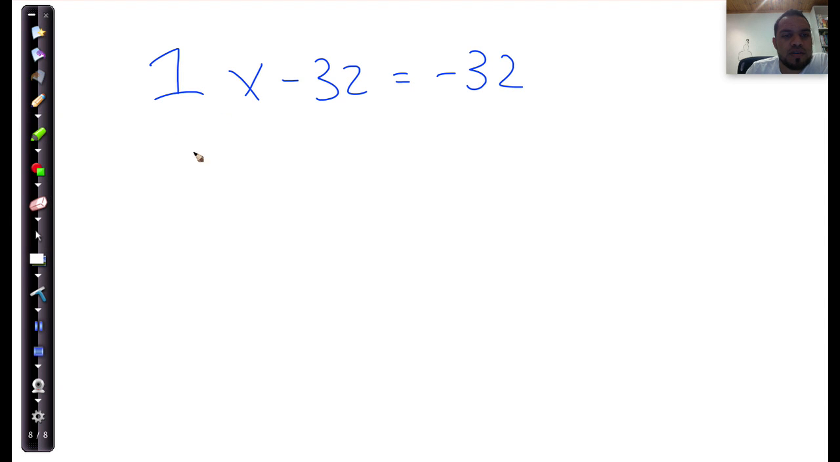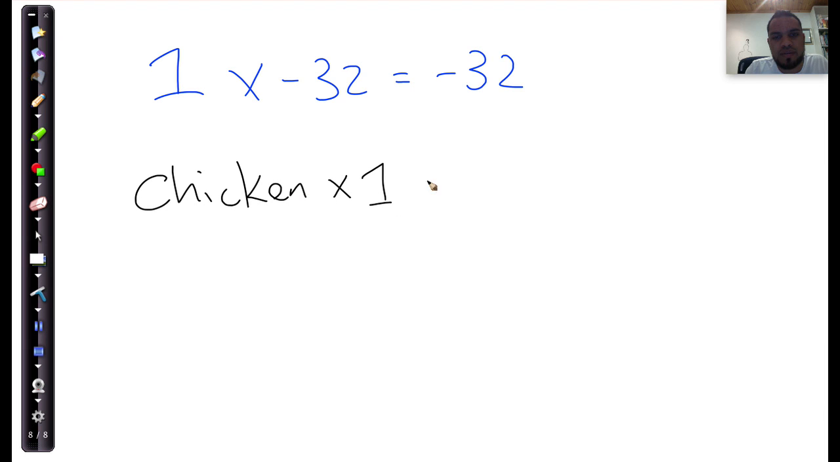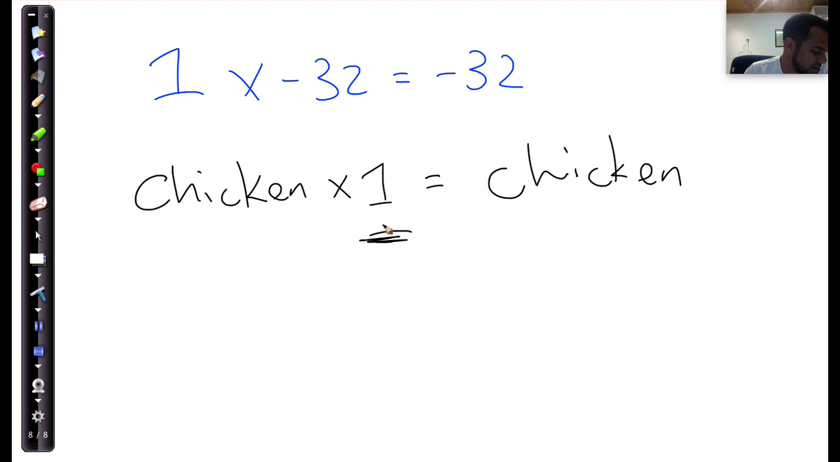So let me ask you a question. What is chicken? Ooh, that's wrong. Chicken multiplied by 1. And the correct answer is chicken. Because anything multiplied by 1 remains itself. Okay, so are you ready for the last one? And this is one that you must try.